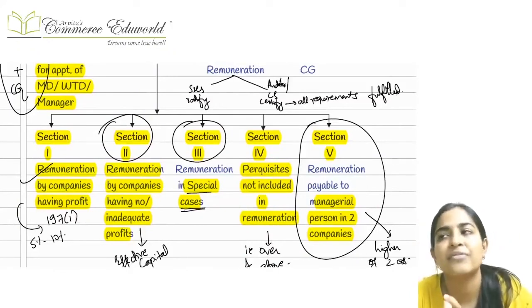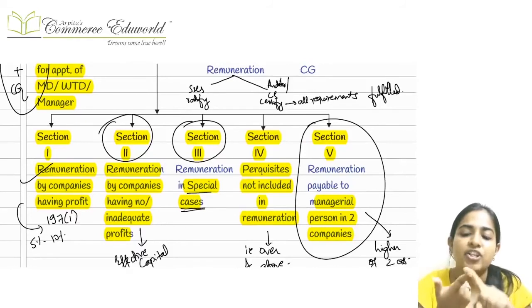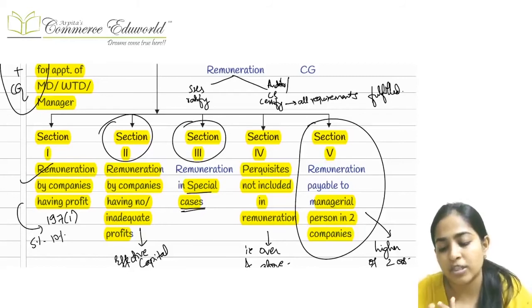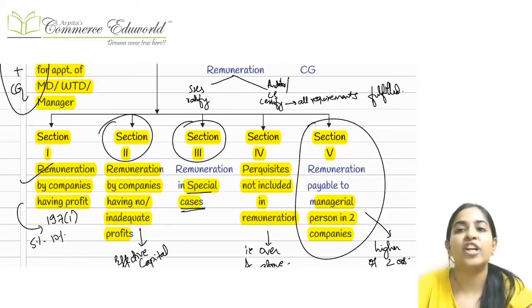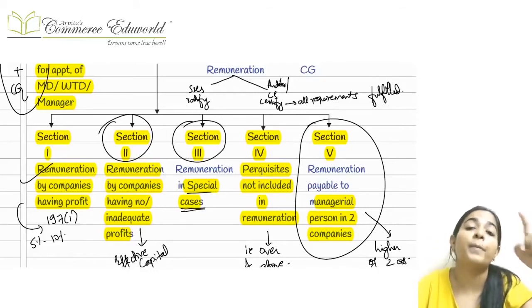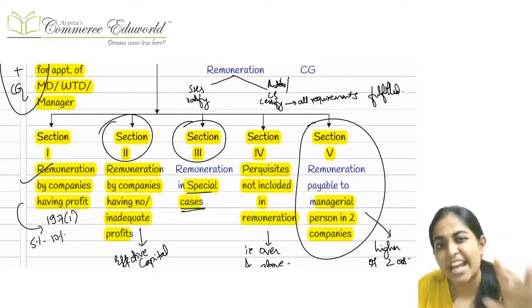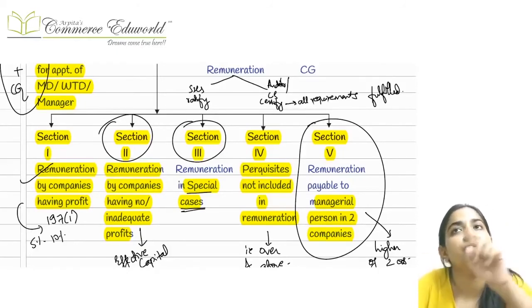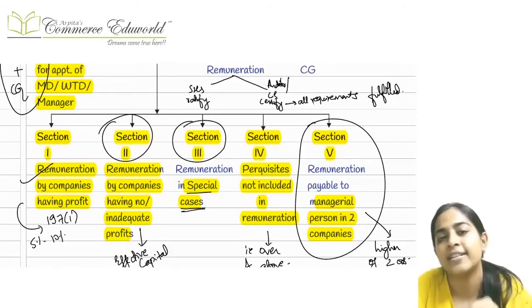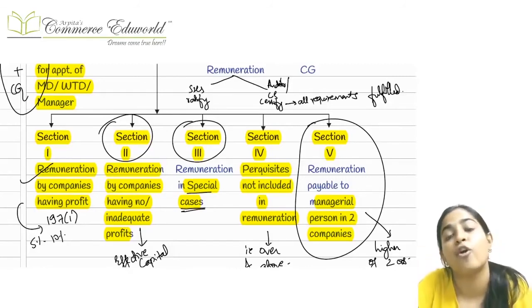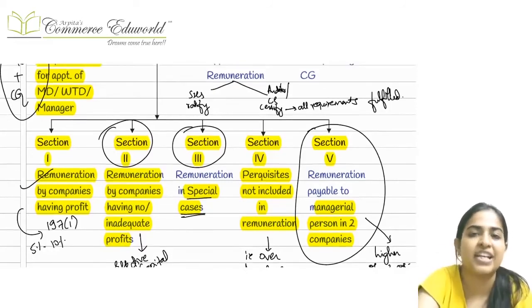First section talks about the case where the company is having profits. Second section talks about the case where the company is having inadequate profits or losses. Third section talks about the case where the person is receiving managerial remuneration, when we are paying remuneration in special cases. Remember, incorporation 7 years, BIFR 5 years, IBC 5 years, those 3 cases. Section 4 talks about perquisites and allowances, that it will be over and above. And section 5 talks about receiving remuneration from multiple companies, and in that case you can receive the higher of the above.